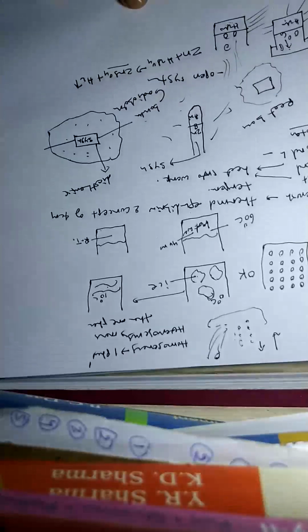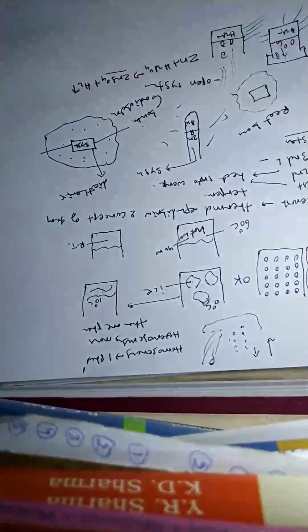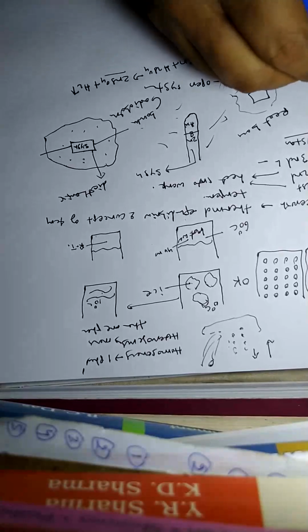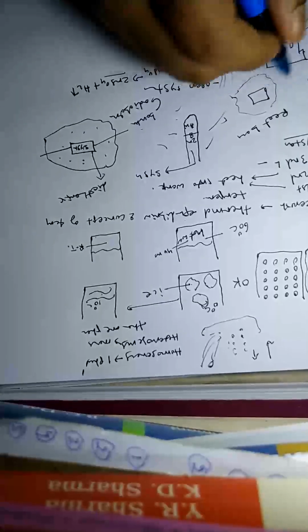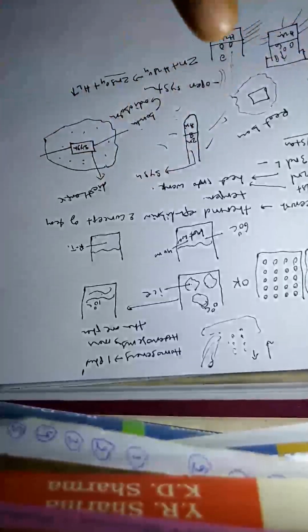That means in the case of a homogeneous system, one example is air. Air is a homogeneous system. Suppose in any part of your room, wherever you take the air, it contains the same amount of oxygen, nitrogen, carbon dioxide, whatever is there, the same everywhere. So air is a homogeneous mixture.